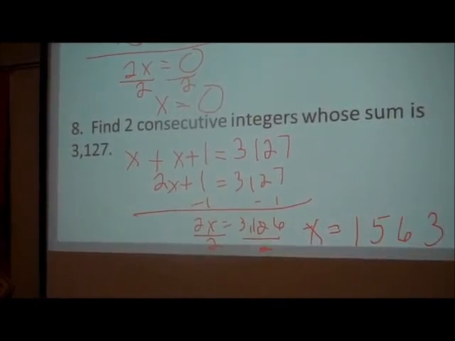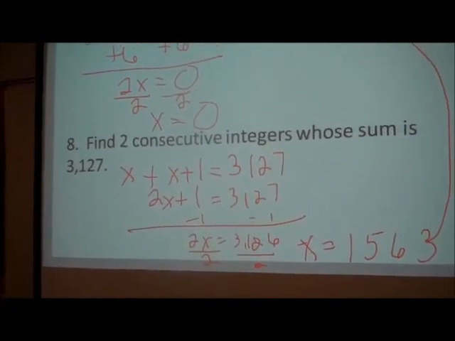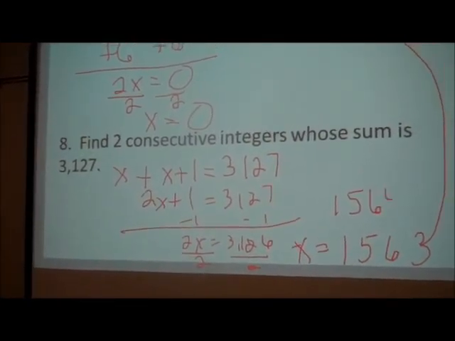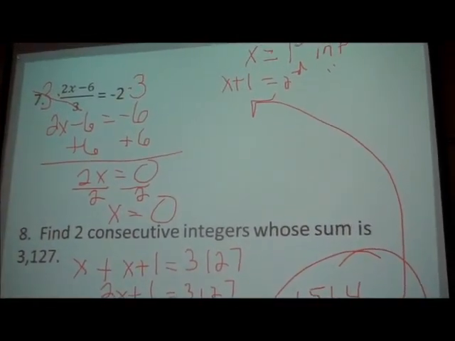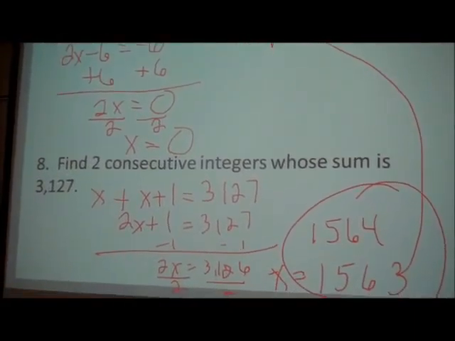What's my second integer going to be? 1,564. Yeah, you take that and you just put it right back in the equation, add 1 onto it, you get 1,564. So those would be my 2 answers. Any questions on that?